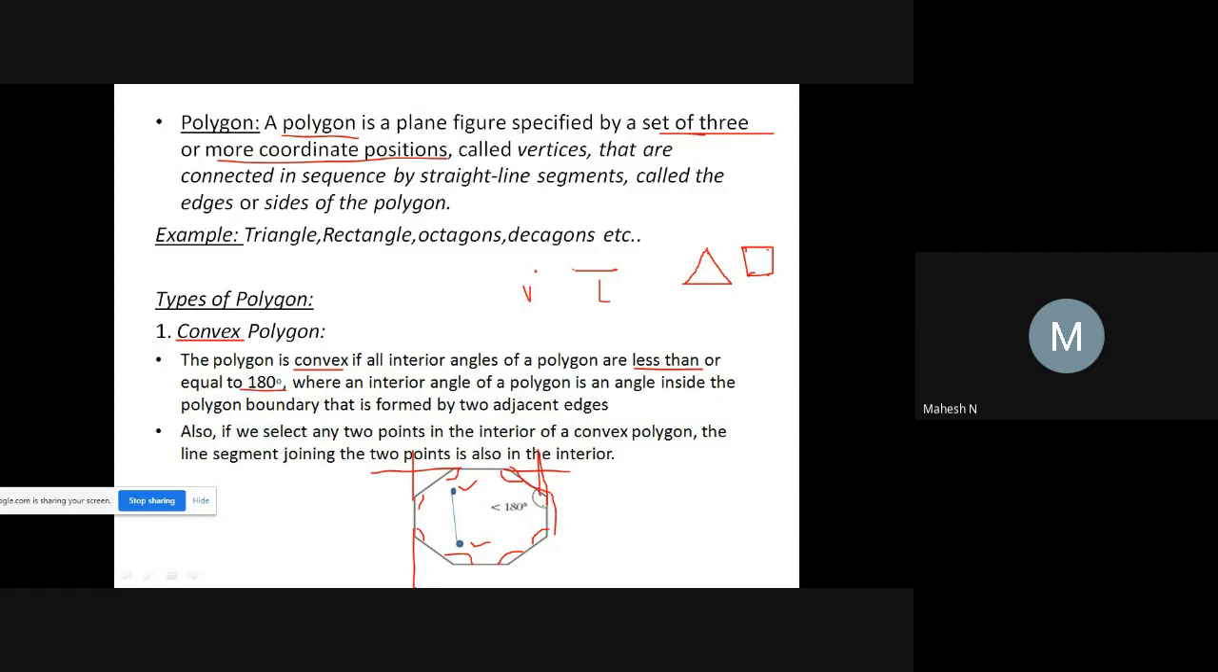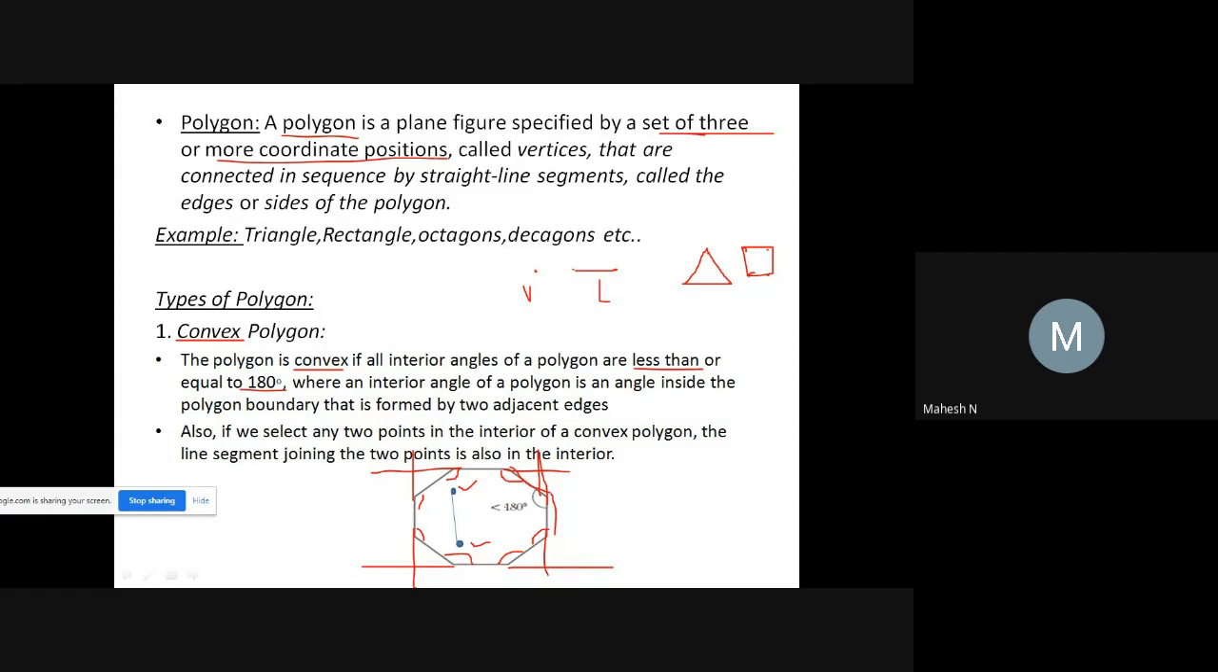If I extend this line, here also I can clearly see that all the points of my polygon are towards one side of the line which I have extended. And the same I can say with respect to this line. Even if I extend it, all the points of my polygon are towards one side. This is the third property of a convex polygon.